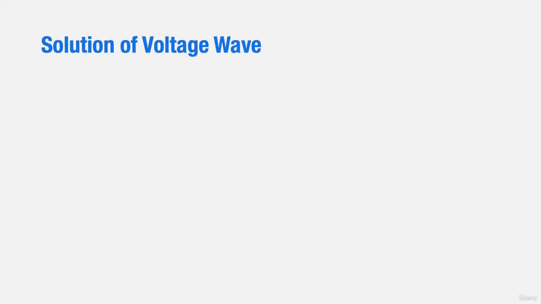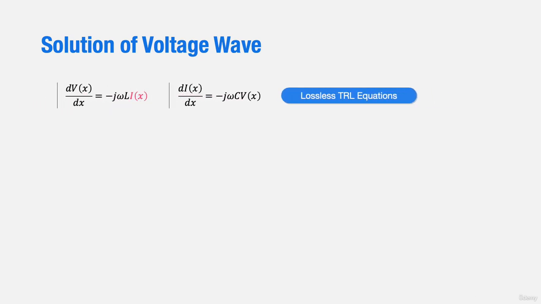Now let's solve for the voltage wave using the phasor version of the transmission line equations. We begin by writing I of x using the first equation, then substituting it into the second equation and rearranging to obtain a new equation. Next, we move negative omega squared times LC times V of x to the left side, resulting in a differential equation.